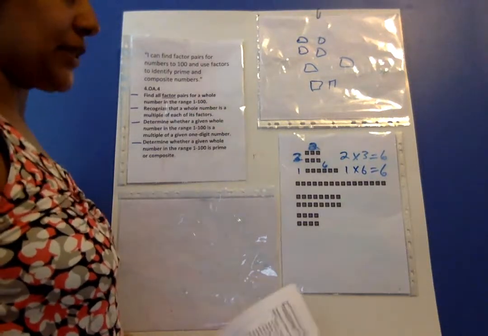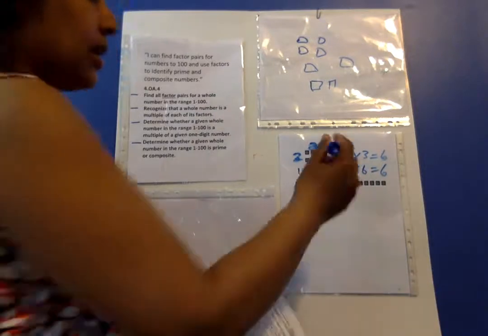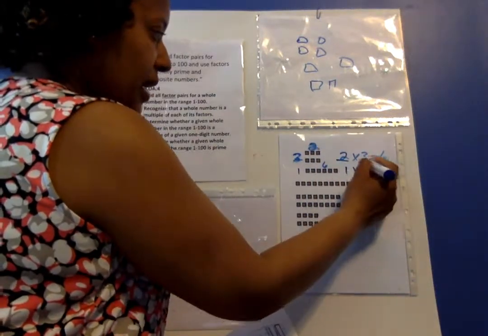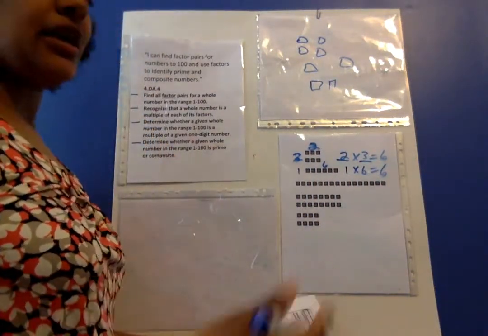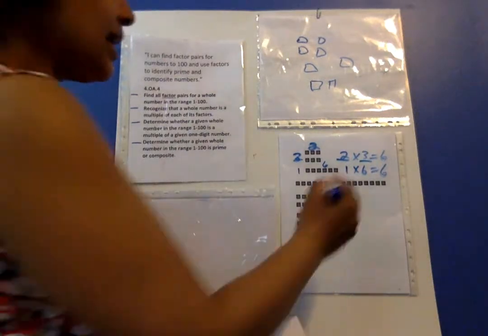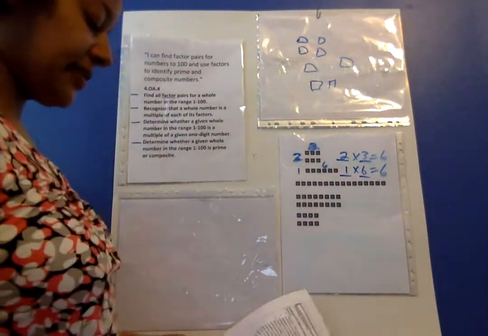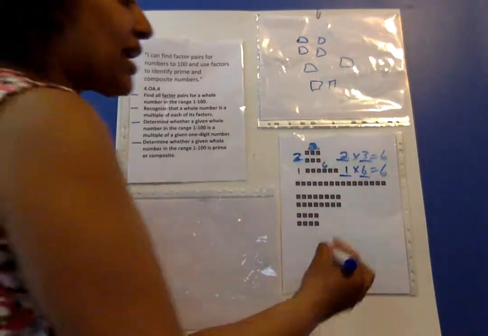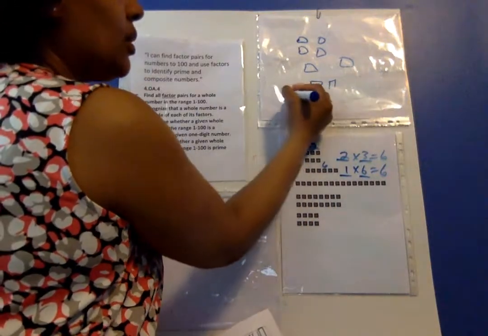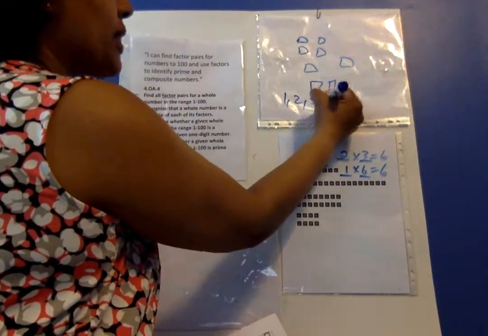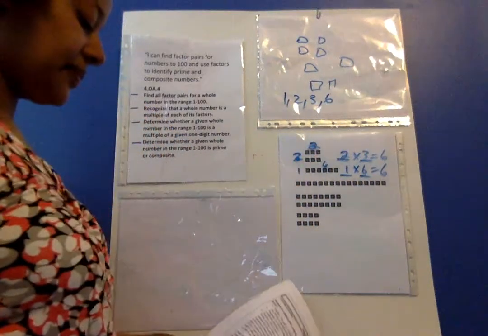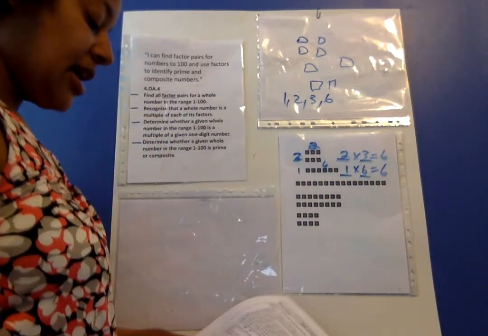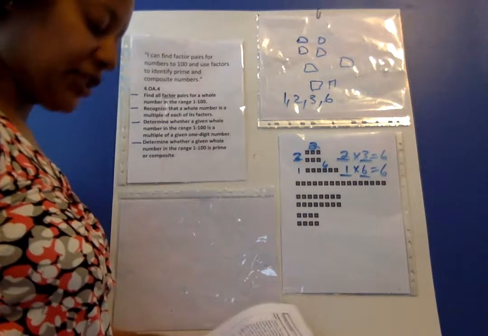What are the factors? A student would say 2 and 3. Then another student would raise their hand and say 1 and 6. So let's write those out: 1, 2, 3, and 6. Let's make a few more arrays with larger numbers.